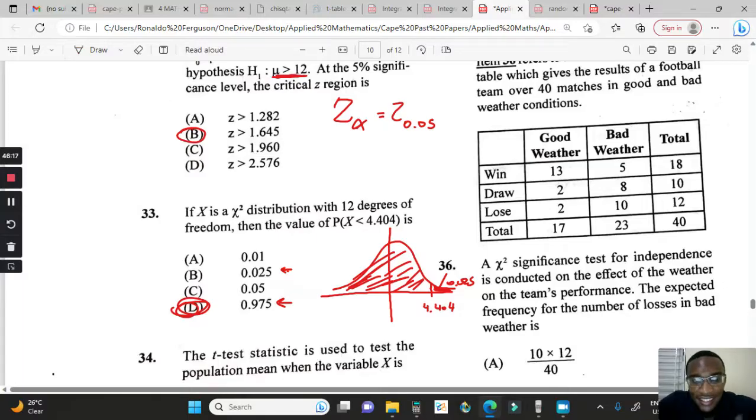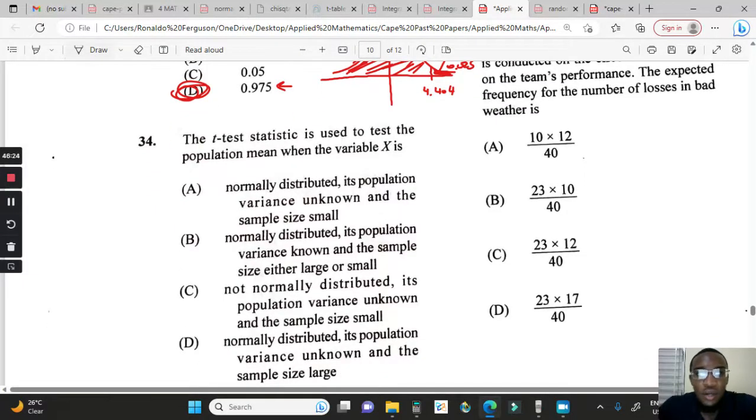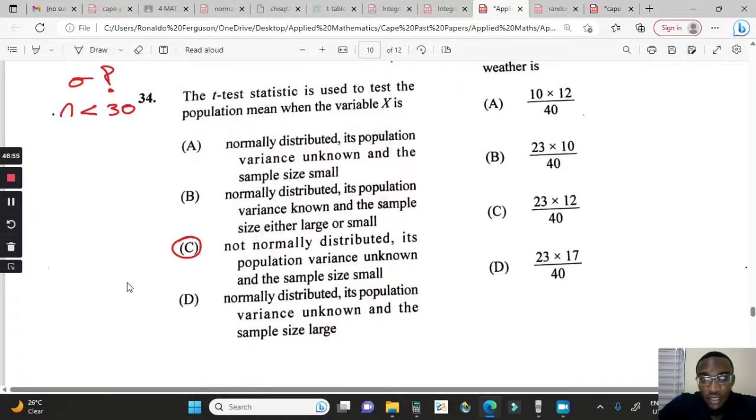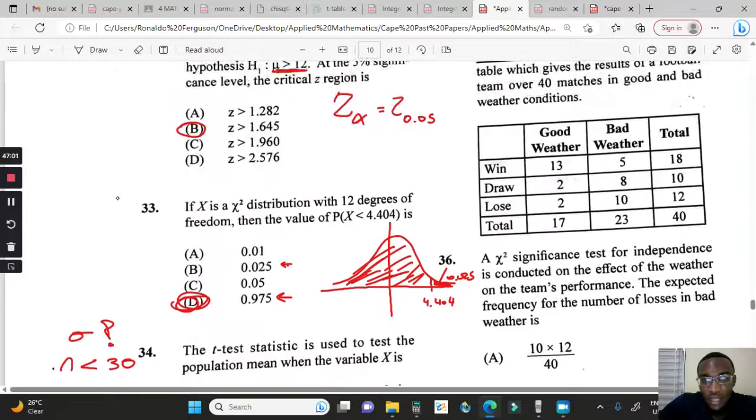Okay? Please. Lovely. Now this one, it says a t-test. First thing, we'll always use a t-test when n is small, and small is considered less than 30. So when the sample size is less than 30, we use a t-test, and also when we don't know the population standard deviation. So a t-test is used when the population variance is unknown and the sample size is small. Option C. That was very easy, surprisingly. Sample size small is less than 30, that's what we consider small.